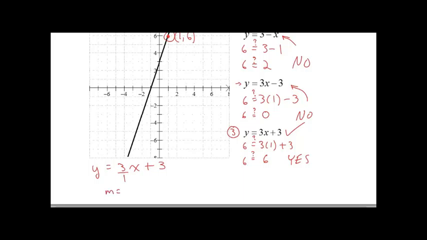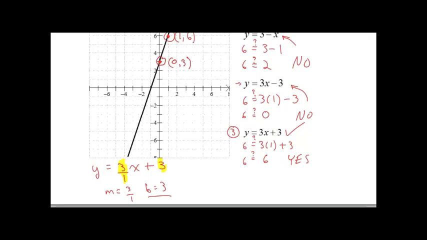So m is our slope, and in this case, it's going to be 3 over 1. M is this number in front of the x, and then our y-intercept, our b value, is 3. So if I were asked to quickly graph this line, I know what the y-intercept is, 3, so I'm going to go up, and you can find, hey, there is the point (0, 3), that is our y-intercept.